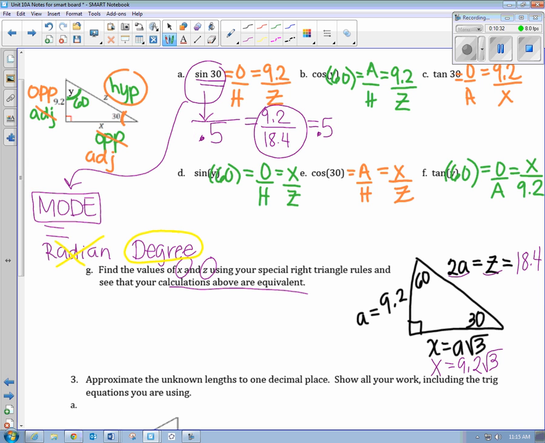So they're asking to show that the sine of 30 is equal to 9.2 over 18.4. So in a sense, they're asking you to prove that when you use the relationship that you know about a 30, 60, 90 right triangle, that it really does come up to be the sine of 30, which is opposite over hypotenuse. I'm not going to go through and do all of these with you, but I will pick a couple to do as we go through this. Let's take a look at part C. C is talking about the tangent of 30. And if I substitute in, I get 9.2.